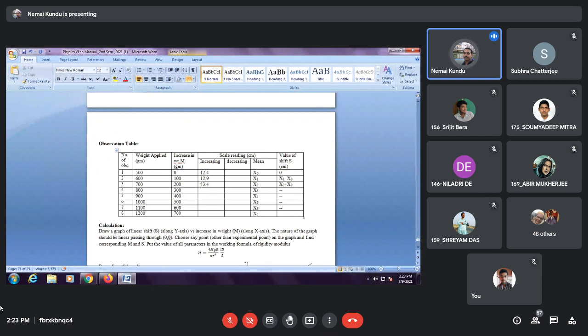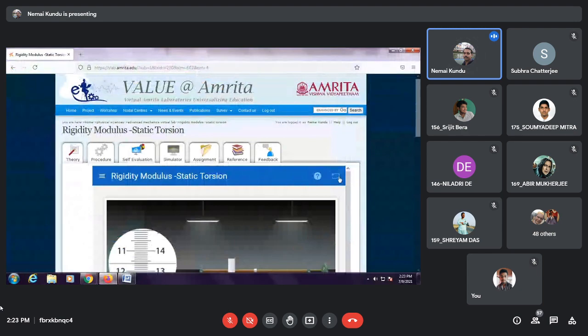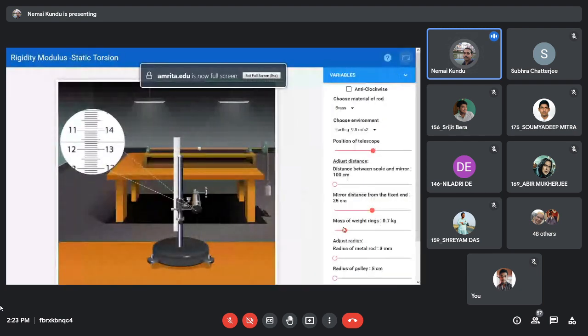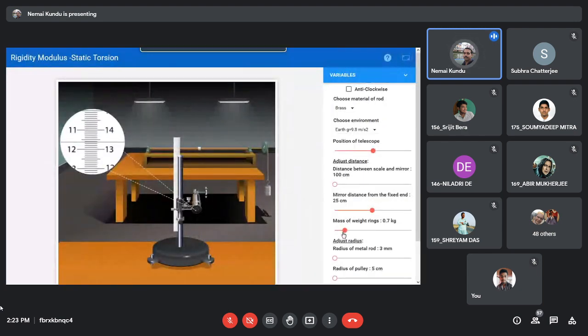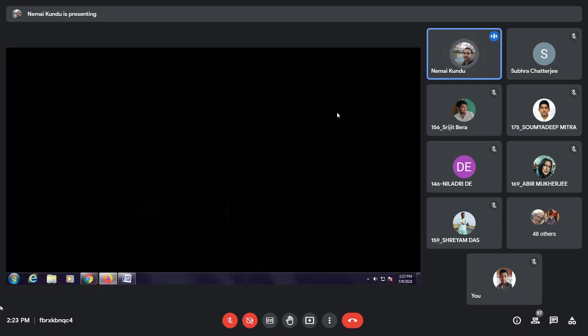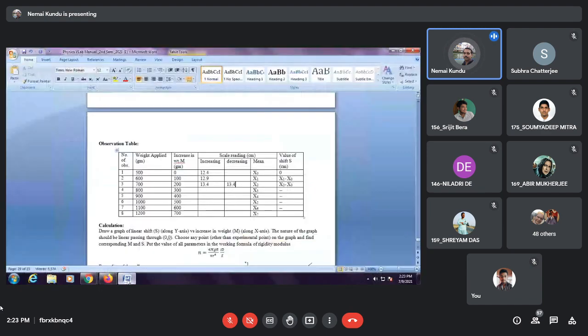Now, suppose I demonstrate only three observations. After taking 13.4 for the increasing mode, you will repeat the readings in the decreasing mode. We release the weight step by step in a similar way. That is 0.7 kg. After that, the weight becomes 0.6 kg. Now the reading also changes. The reading right now is 12.9. So you write here for the decreasing mode, for the same load of 600 grams, 12.9.